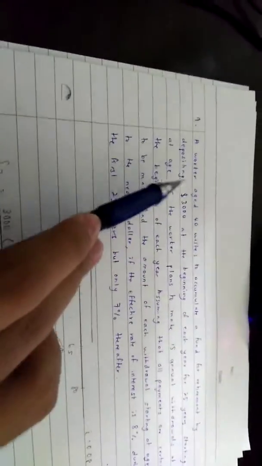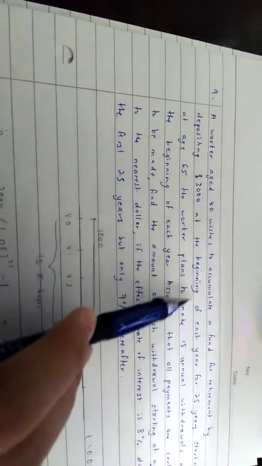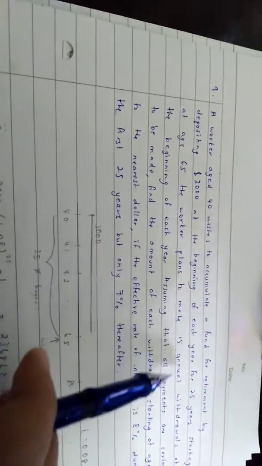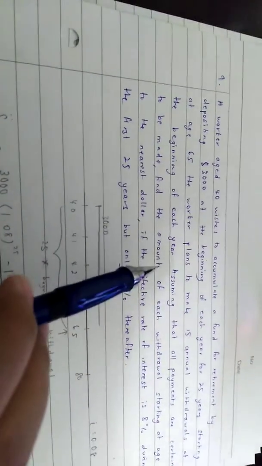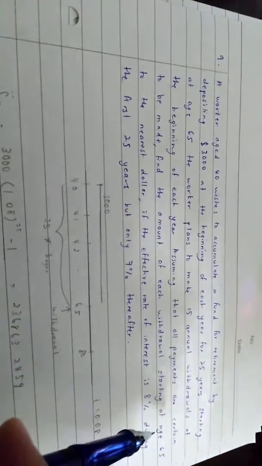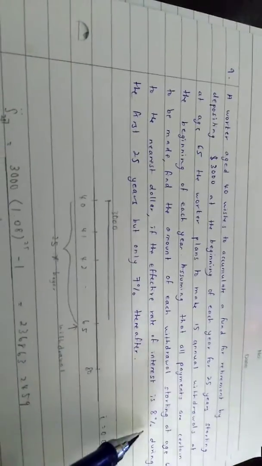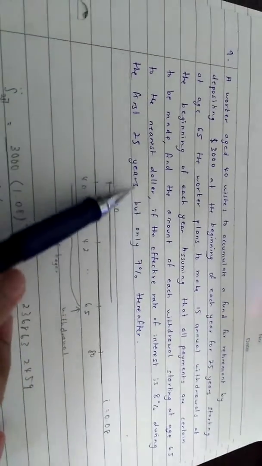For number 9, a worker age 40 wishes to accumulate a fund for retirement by depositing $3,000 at the beginning of each year for 25 years, starting at age 65. The worker plans to make 15 annual withdrawals at the beginning of each year. Assuming that all payments are certain to be made, find the amount of each withdrawal starting at age 65 to the nearest dollar if the effective rate of interest is 8% during the first 25 years but only 7% thereafter.